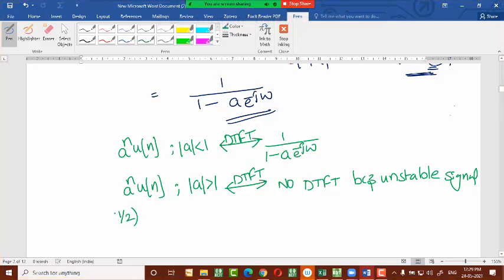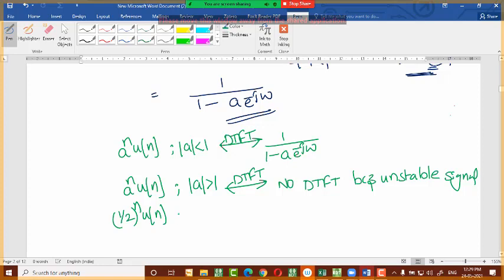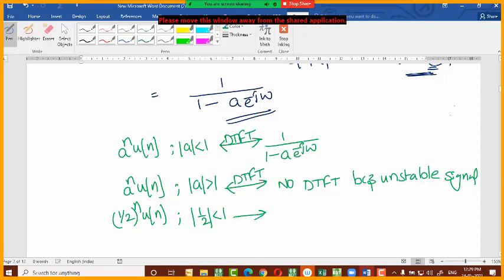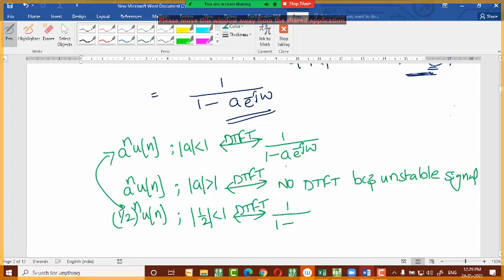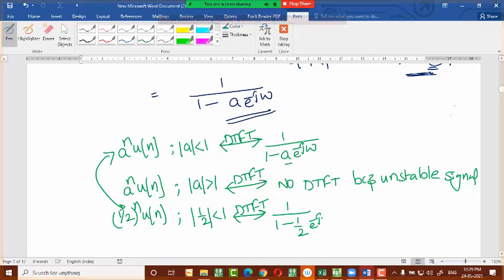One by 2 whole power n u of n, magnitude of 1 by 2 is less than 1, so the given signal is a stable signal. What is the DTFT? 1 by 1 minus, what is the a value by comparing? Compare these two, the a value you will get is 1 by 2. So in the answer also you put a is nothing but 1 by 2, e power minus j omega.